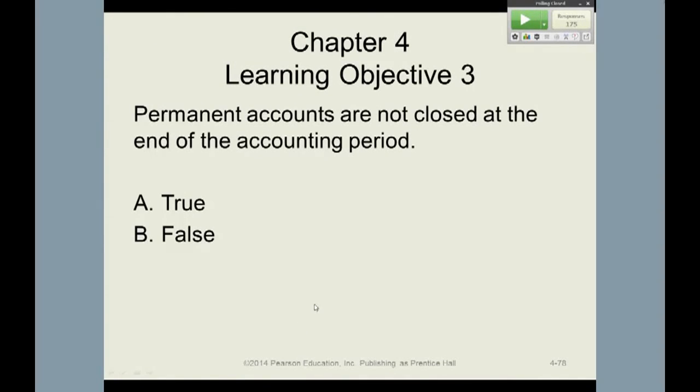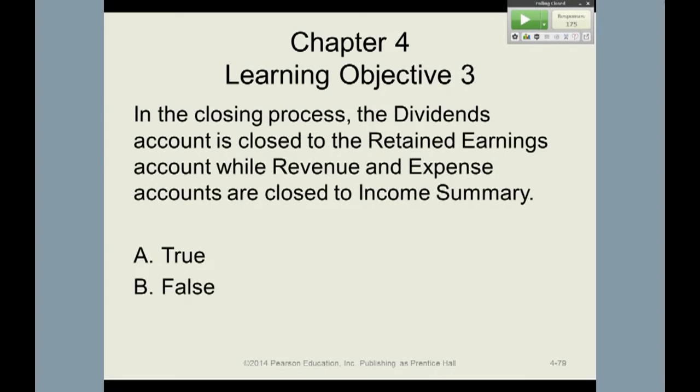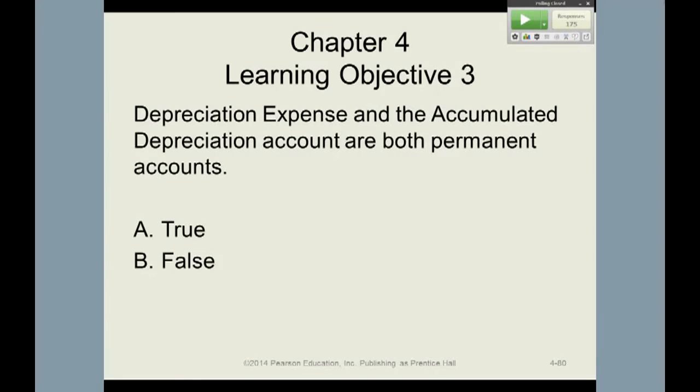All right. Permanent accounts are not closed. Of course, that is true, I would hope. You know that. All right, so in the closing process, the dividend account is closed to retained earnings, while revenue and expense is closed to income summary. That's also true. Why? You said false? Okay. All right, now, this one I'm going to ask you. Depreciation expense and accumulated depreciation are both permanent accounts.